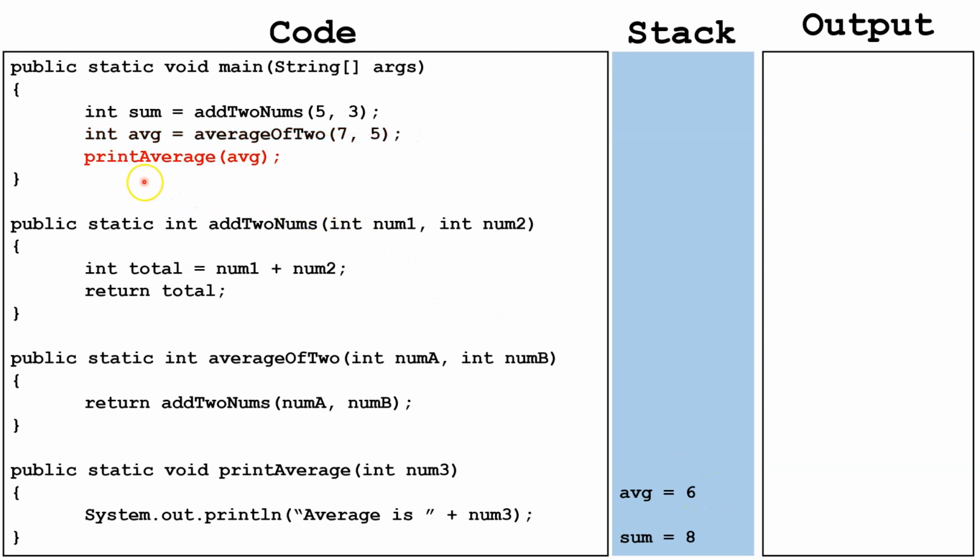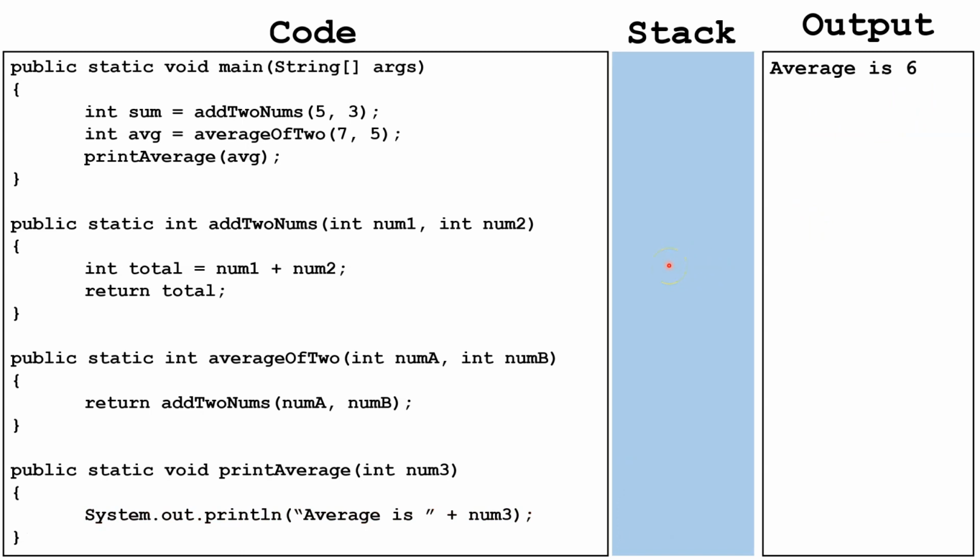Finally, we're going to call the method printAverage and pass it whatever value is inside the variable avg. The number 6 gets passed to the parameter num3, and that gets created on the stack. Next, we call System.out.println. We concatenate the string literal "average is" with the data inside the variable num3, so we get "average is 6".